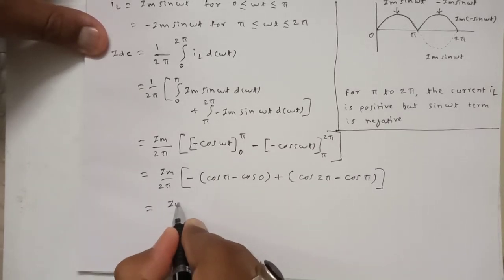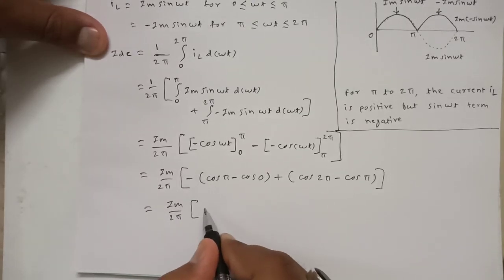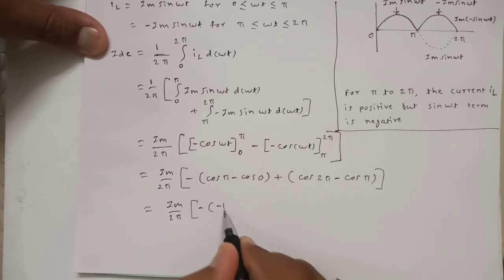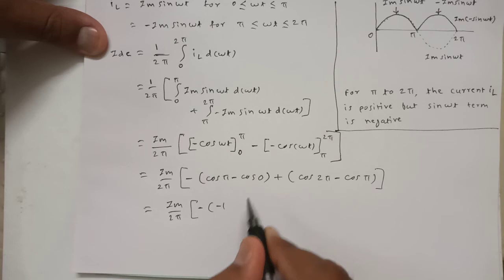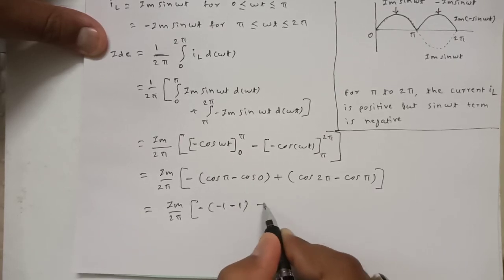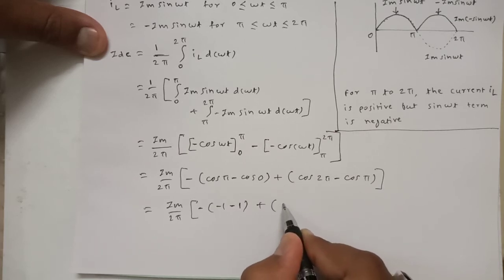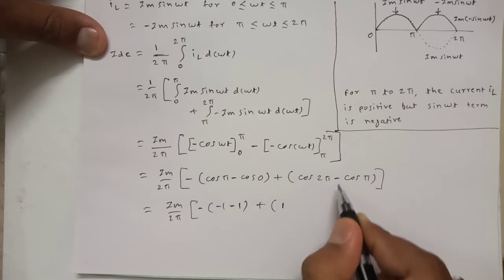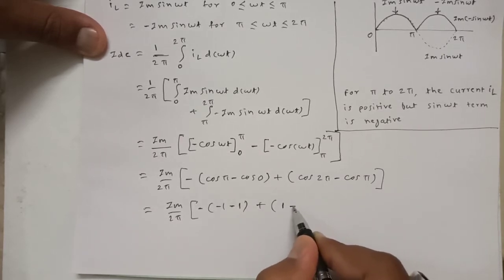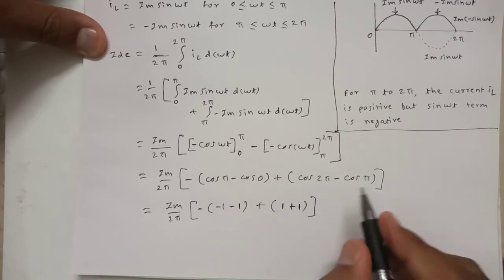So here it is Im by 2 pi, in bracket this minus as it is, and cos pi is minus 1. Cos 0 is 1, but this minus sign is there, that's why it is minus 1. Now plus, cos 2 pi is 1, and with the minus sign, cos pi is minus 1, so minus minus becomes plus. In this way we are getting this.